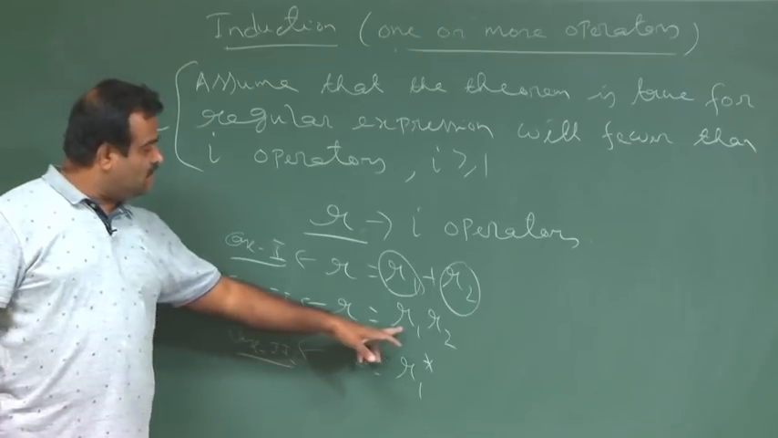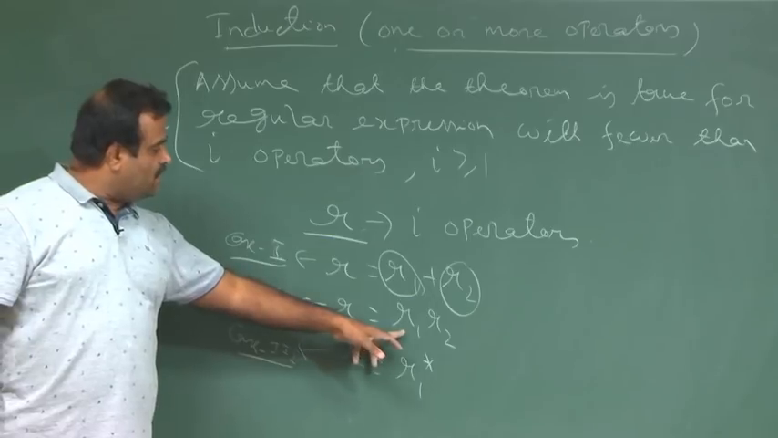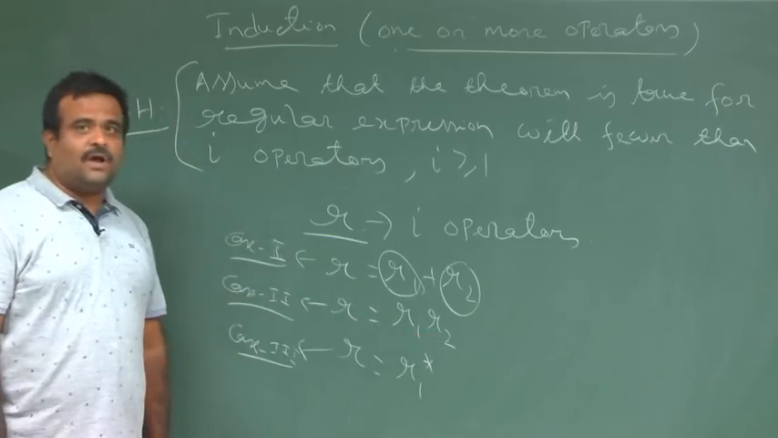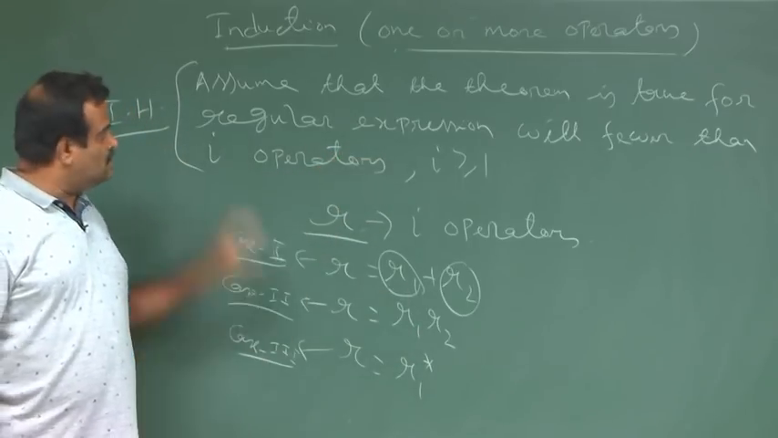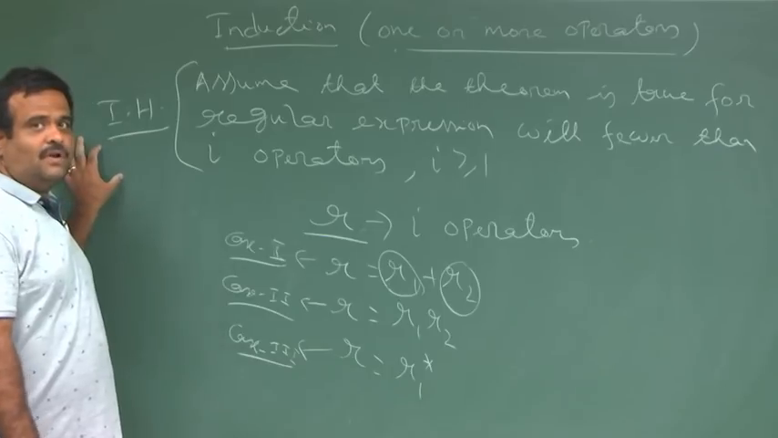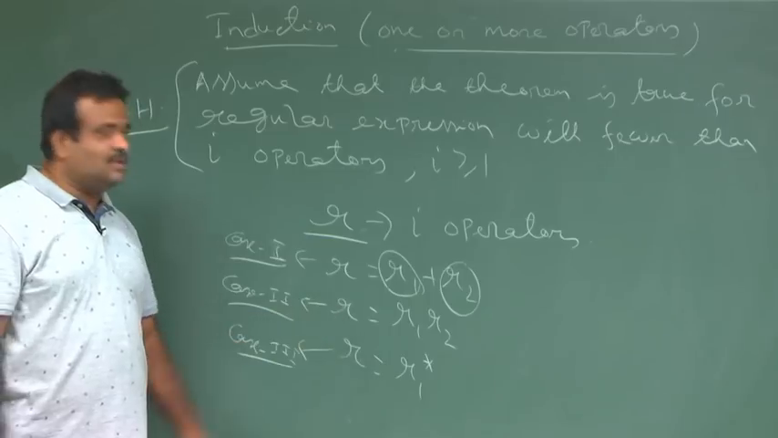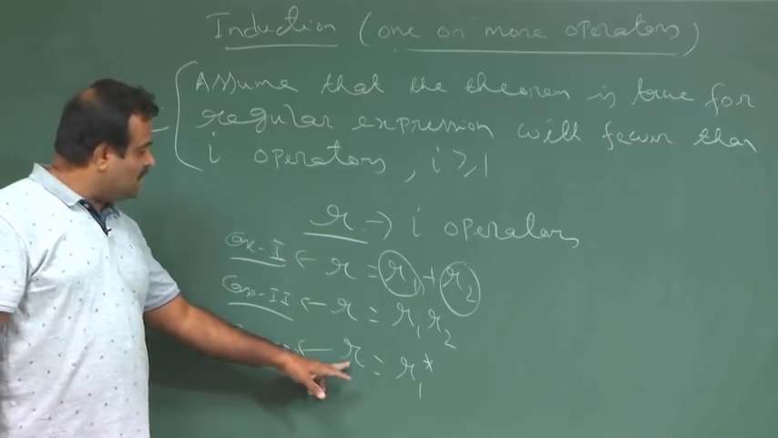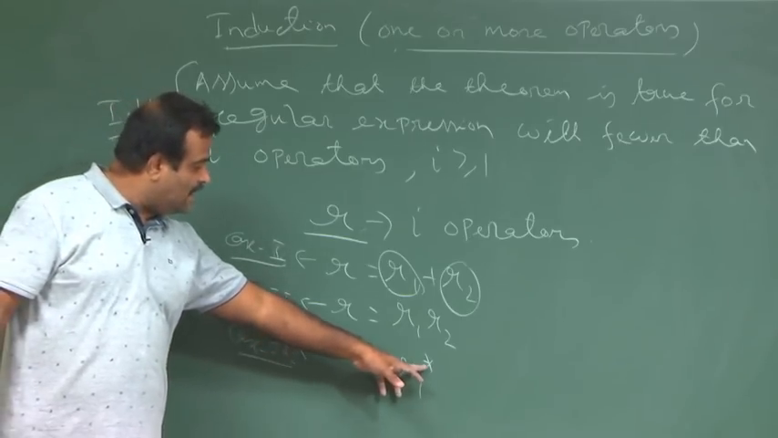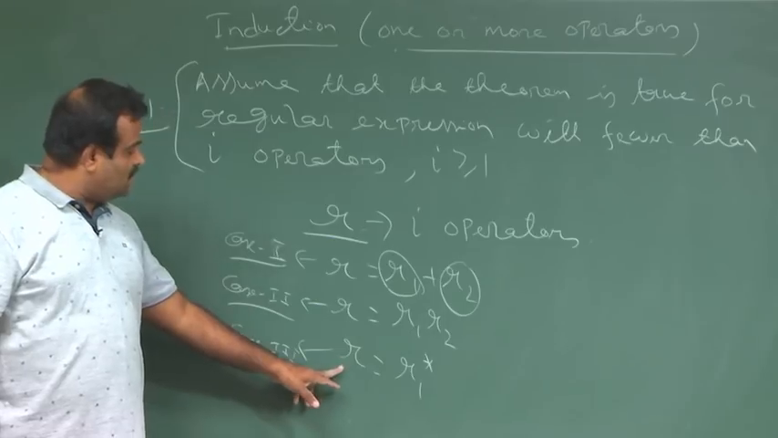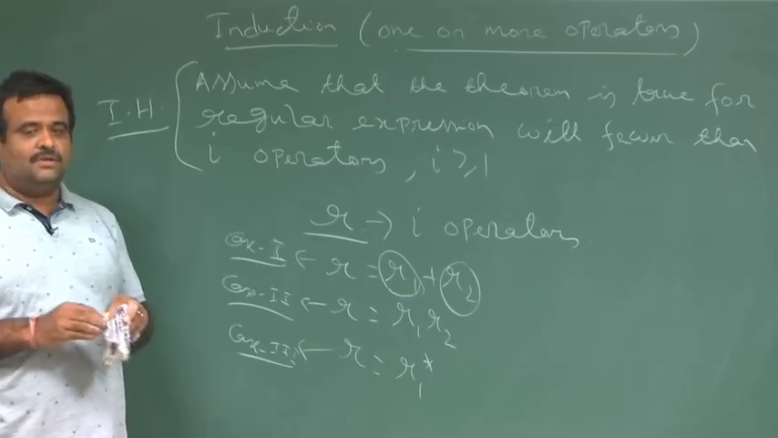Similarly, in case 2, we assume, and that assumption is valid because of this hypothesis, that we have an epsilon NFA for R 1 and for R 2, because R 1 and R 2 have fewer than I operators. If we can show we have an epsilon NFA for R, then we are done. Similarly, here also we have an epsilon NFA for R 1, which has fewer operators than I. If we can show that we have an epsilon NFA for R 1 star, then we are done. That we will show in the next class. Thank you.